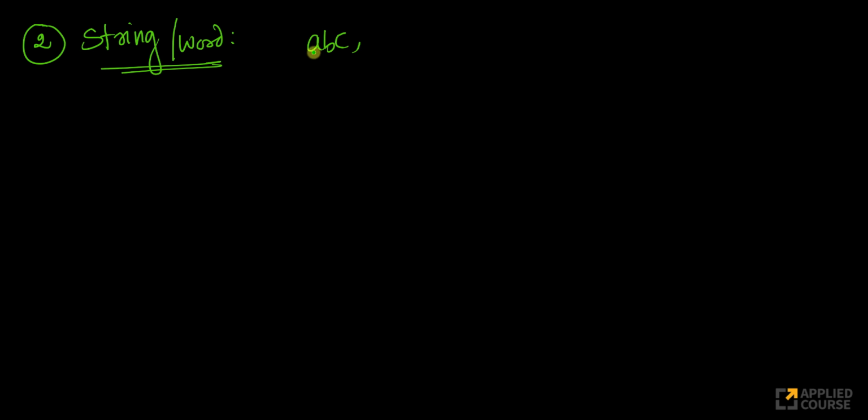So the next concept after alphabets is the concept of a string, or the concept of a word, right? We use the concept of a word in English. So what is a word? Let's look at examples. For example, if I have ABC, this is a word, right? Or if I have 01010101, this is also a word. Or if you have "applied", this is also a word in English, right?